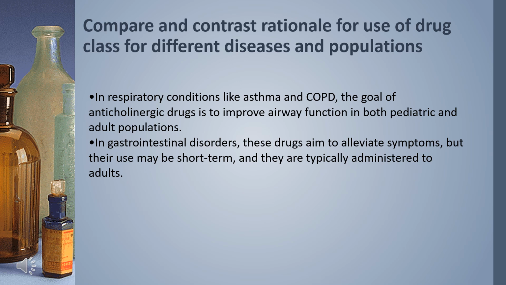Okay, so now we are going to learn about the rationale for use of this drug class for different diseases and populations. First of all, let's talk about respiratory conditions like asthma and COPD. The goal of anticholinergics is to improve the airway function. So we use these anticholinergic drugs in both pediatric and adult populations, as there will be differences in the dosages and the prescribing amounts, but we can prescribe these to both pediatric and adult populations.